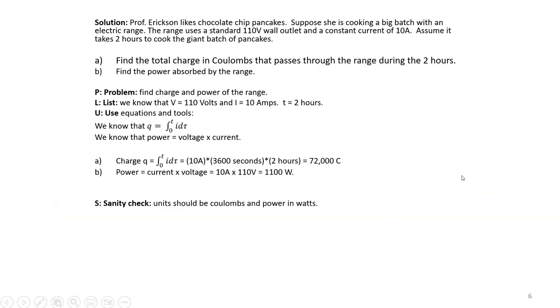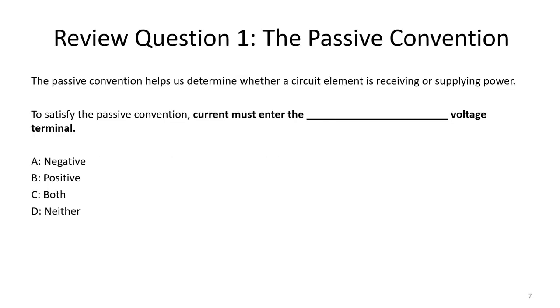All right, there's a cleaner solution if you'd like to look. And now let's go ahead and jump in to a little more review. How about one more review question here? You'll remember we talked about the passive convention. The passive convention helped us determine whether a circuit is receiving or supplying power. So see if you remember.